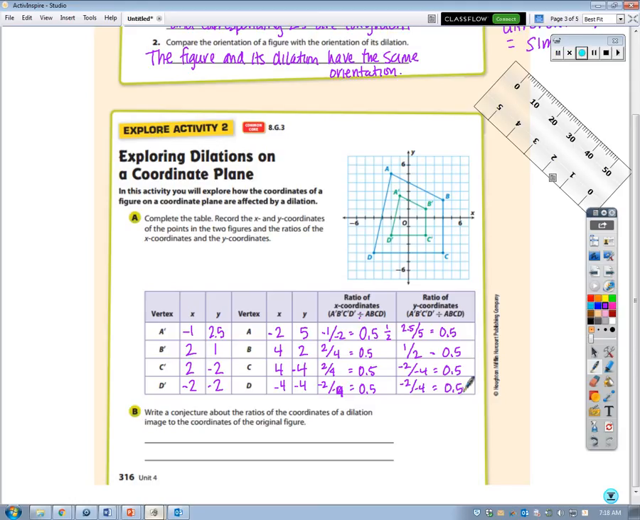So when I have a coordinate plane, I can see that my coordinates are also proportional. If I look at my ratios, I've got a common ratio of 0.5 for my x-coordinates and 0.5 for my y-coordinates. So if I make a conjecture about the ratios of the coordinates of the dilation image to the coordinates of the original figure, I can say that the ratios all equal 0.5 or 1/2.